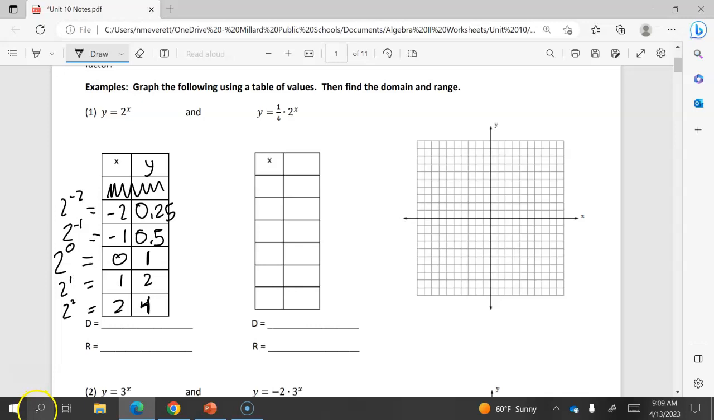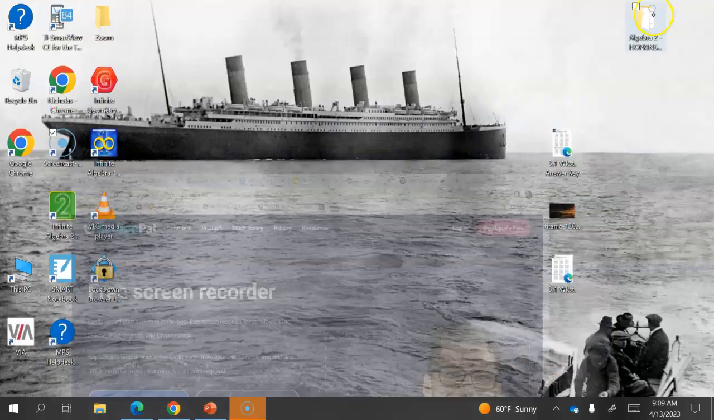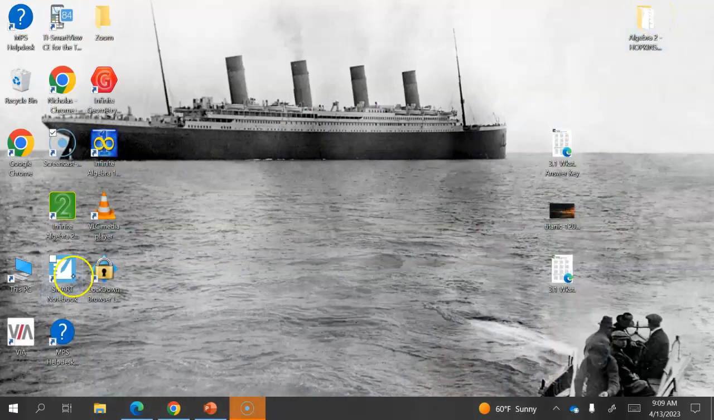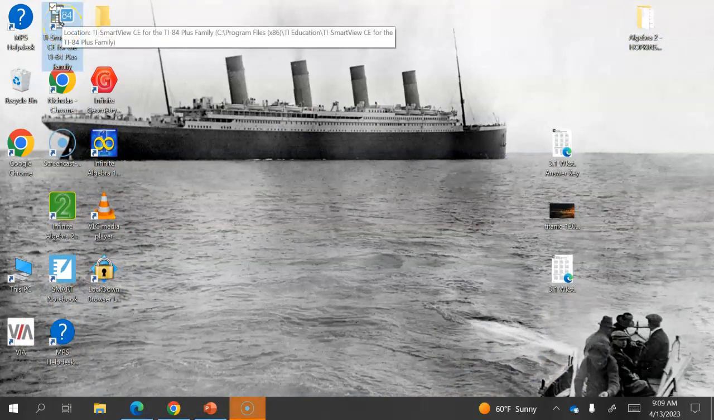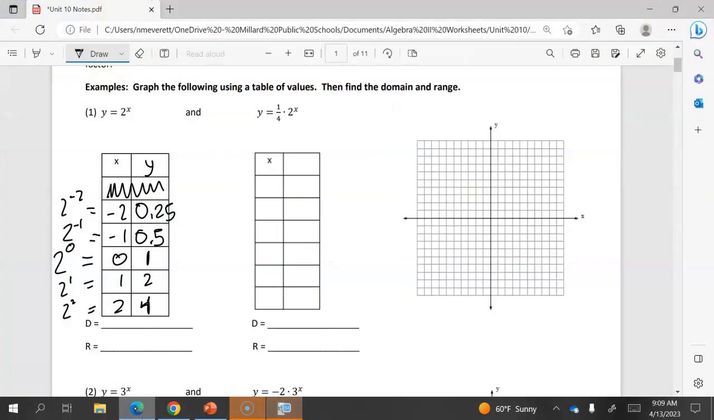All right. In fact, speaking of which, I'm going to go ahead and pull up a calculator here. We'll pull that up, and we'll go back to the notes here.